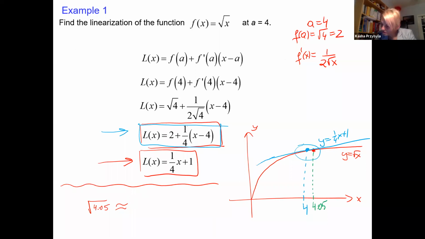That means I can use the linearization, which means I can use 1/4 x plus 1. And instead of x, I will substitute 4.05 because that's the x. That's how this works. And computing 1/4 times 4.05 plus 1, I think we can do this without the calculator. We will get the value of the square root.